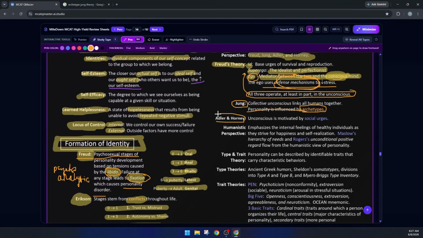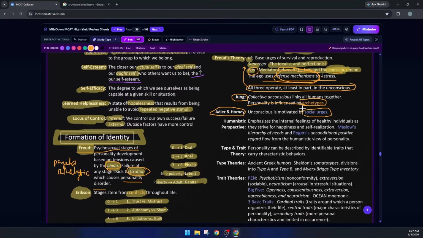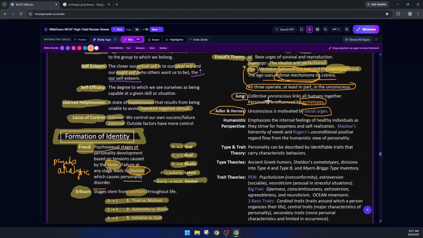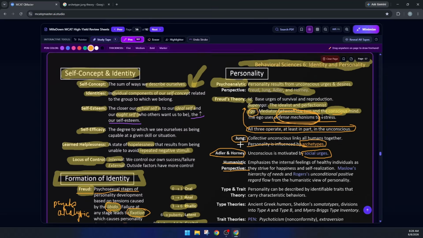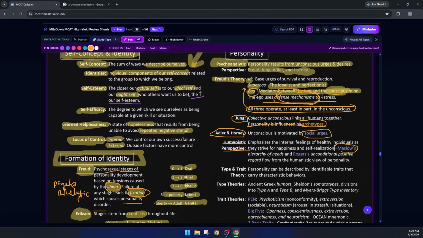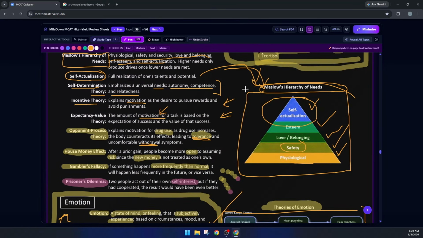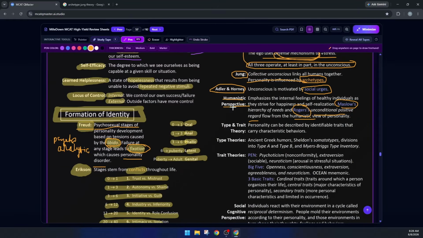Adler and Horney: unconscious is motivated by social urges. Your unconscious is motivated by social urges. So, if you've ever heard of peer pressure or whatever, yeah. Humanistic perspective emphasizes the internal feeling of healthy individuals as they strive for happiness and self-realization. So Maslow's hierarchy of needs, as well as Rogers' unconditional positive regard, right? They are both part of humanistic personality. So the one we just saw up here is part of the humanistic perspective.